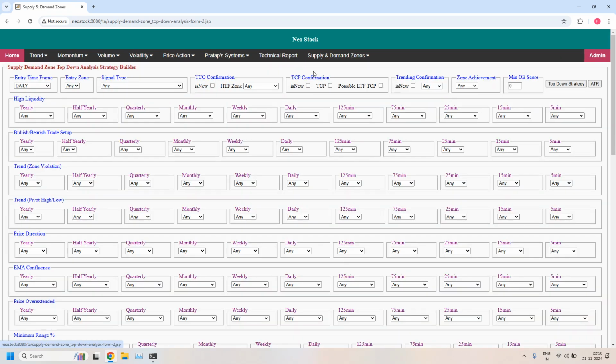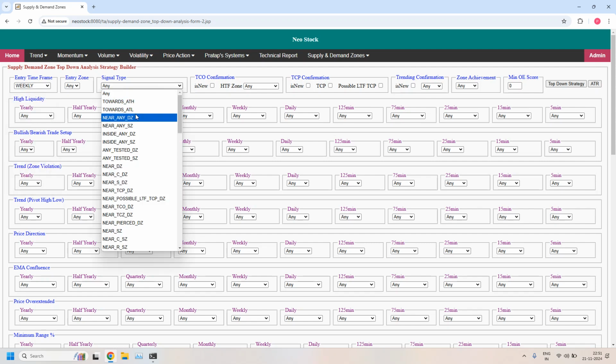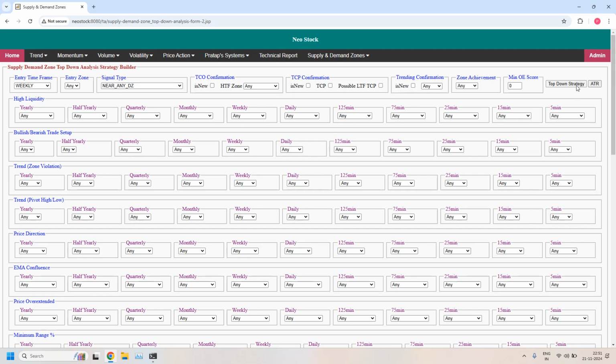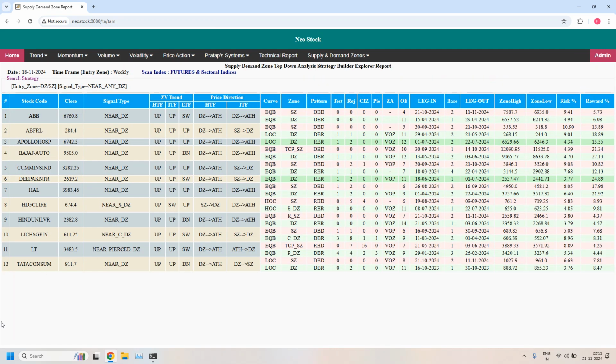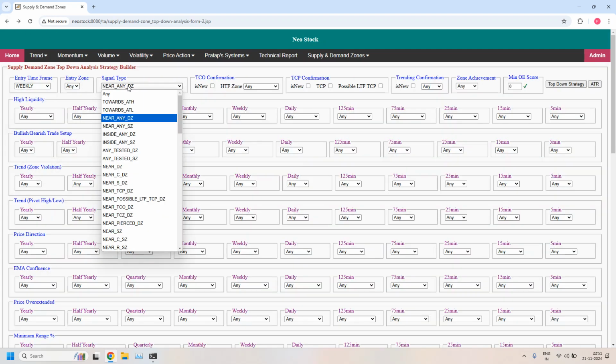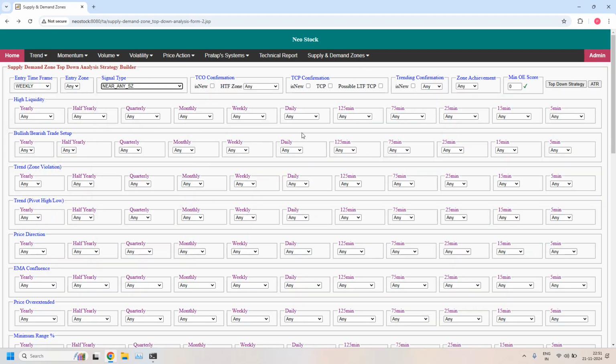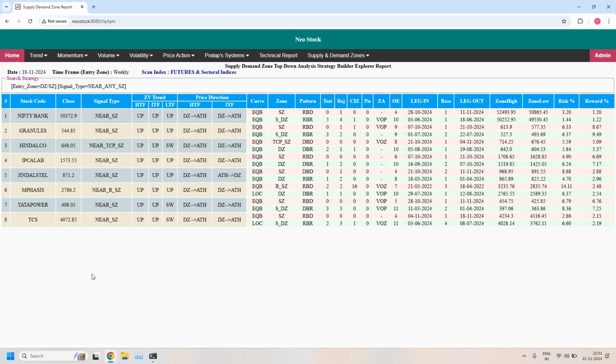Okay, next time frame is weekly. So let's find the stocks near weekly demand zone. 12 stocks are filtered. Next, weekly time frame. Stocks near weekly supply zone. 8 stocks are filtered.